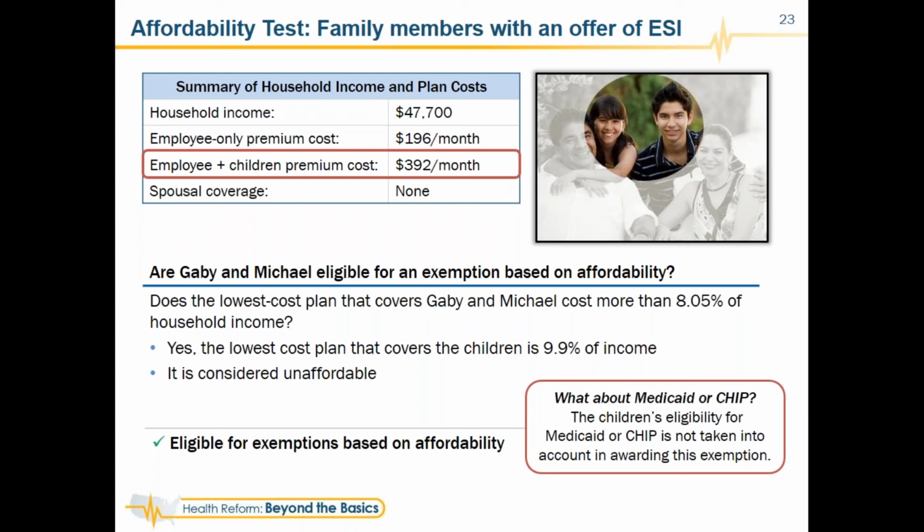And it doesn't matter if the kids are eligible for other coverage, eligible for Medicaid or for CHIP. That's not taken into account when we're awarding this exemption. So you don't also have to do an eligibility determination for those programs.